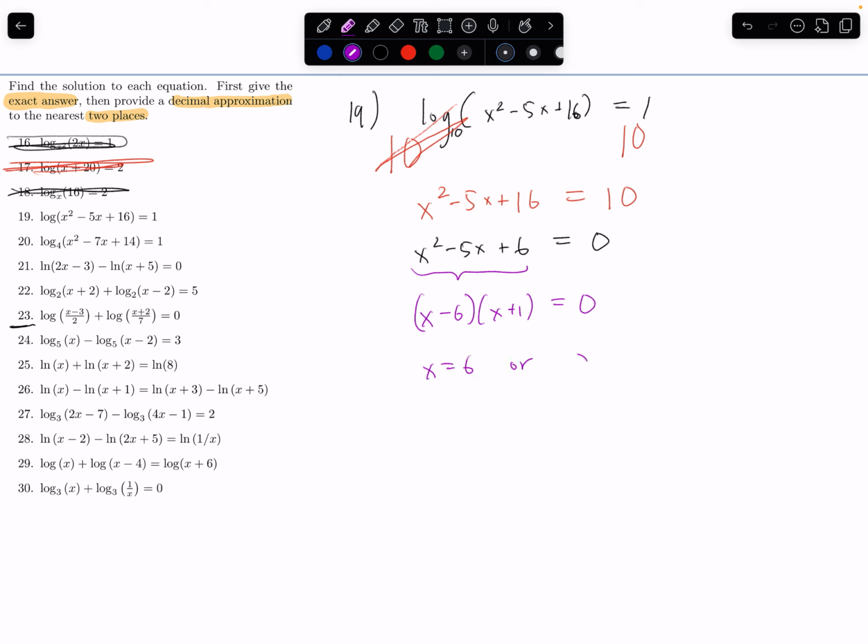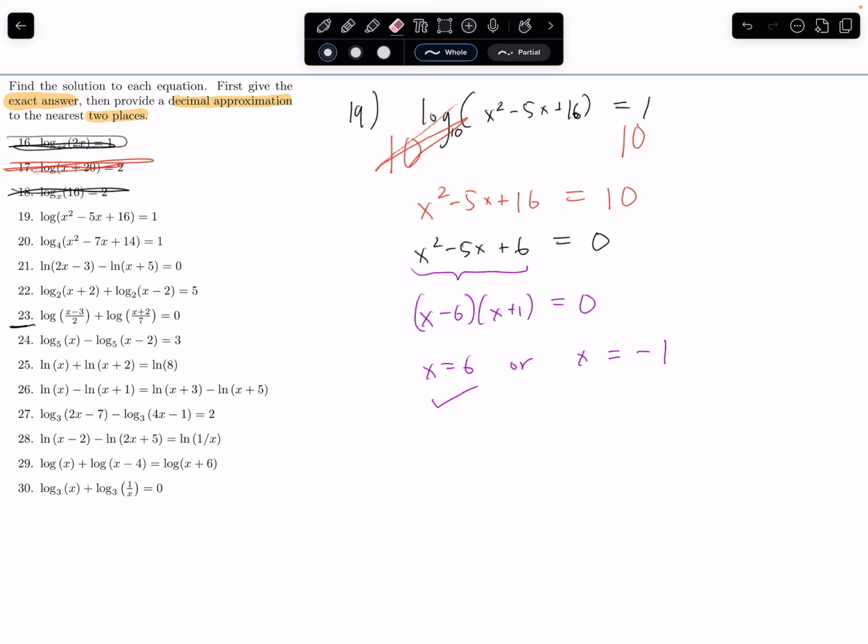So that means x equal to 6 or x equal to negative 1. Okay, let's check if those things make sense. If I plug in 6, this is going to be 36 minus 5 times 6, which is minus 30. 36 minus 30 plus 16. That's no problem. That's a positive number, so that is okay.